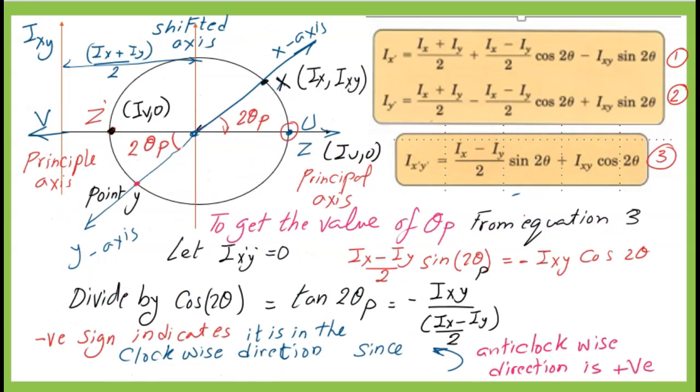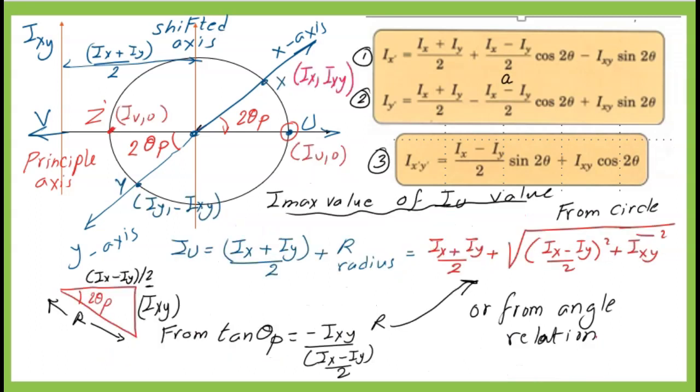Moving to the next slide, slide number 9, the value of 2 theta b can be estimated from the third equation by setting Ix dash y dash to be equal to 0. This will give tan 2 theta b value as equal to minus Ixy over (Ix minus Iy) over 2. The negative sign indicates that the angle is in the clockwise direction.